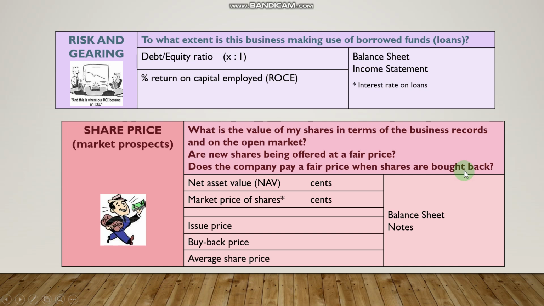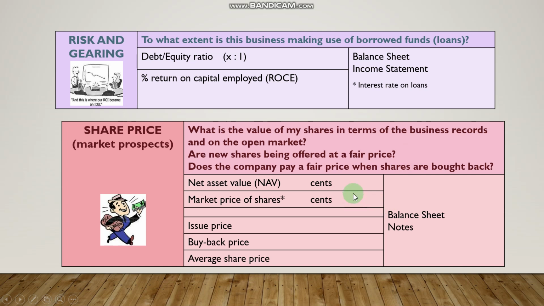He wants to sell his shares back to the company. So the company buys back the shares and they offer him a certain price per share. So then again, we want to know, did we give this person a fair price? And again, we're going to compare that against the business records and against the open market. You see, I'm emphasizing those two.